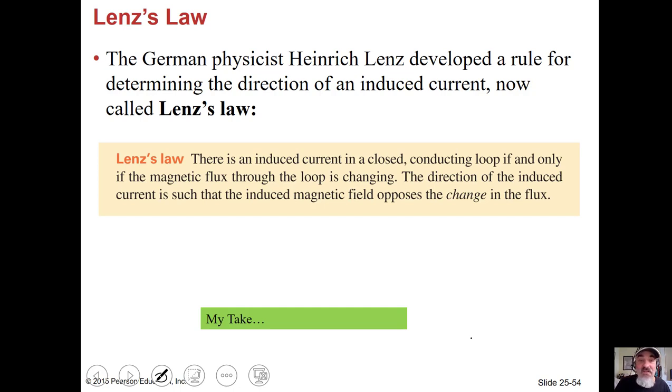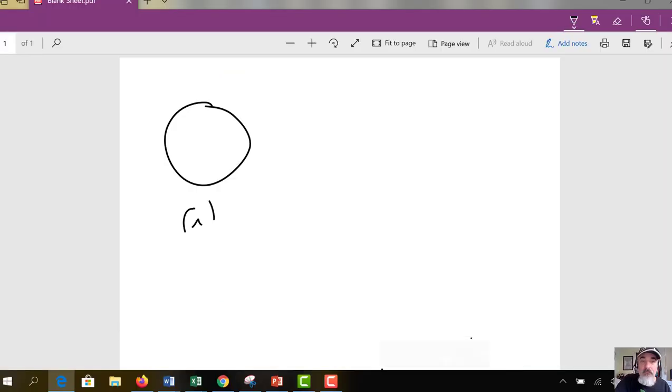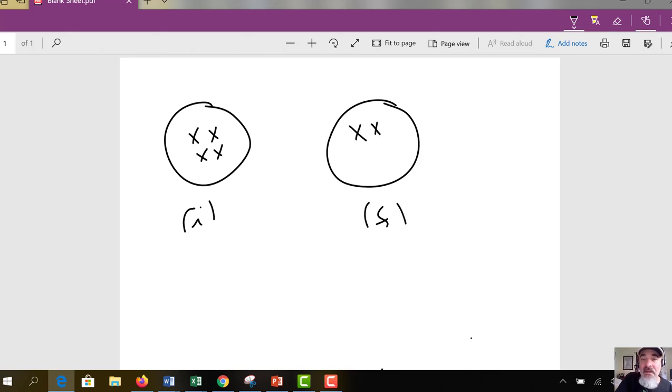So let me give you my take on this. Okay, let's pretend we have a loop sitting there, and there's a magnetic field going through the loop, so you're looking down on it. This is the initial situation. Later on, it has increased for whatever reason. Maybe you've taken a bar magnet and moved it closer.